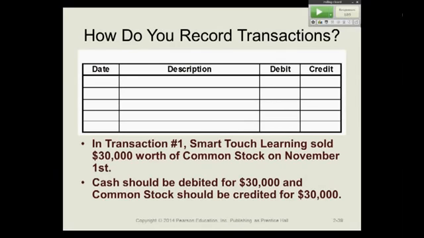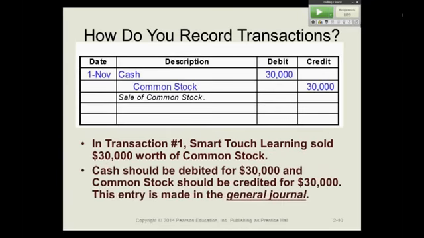You also now have an investment of common stock. Common stock is an equity account. Equity accounts increase by credits. So the journal entry is going to require that you debit cash and you credit common stock. So that's what the entry is going to look like.